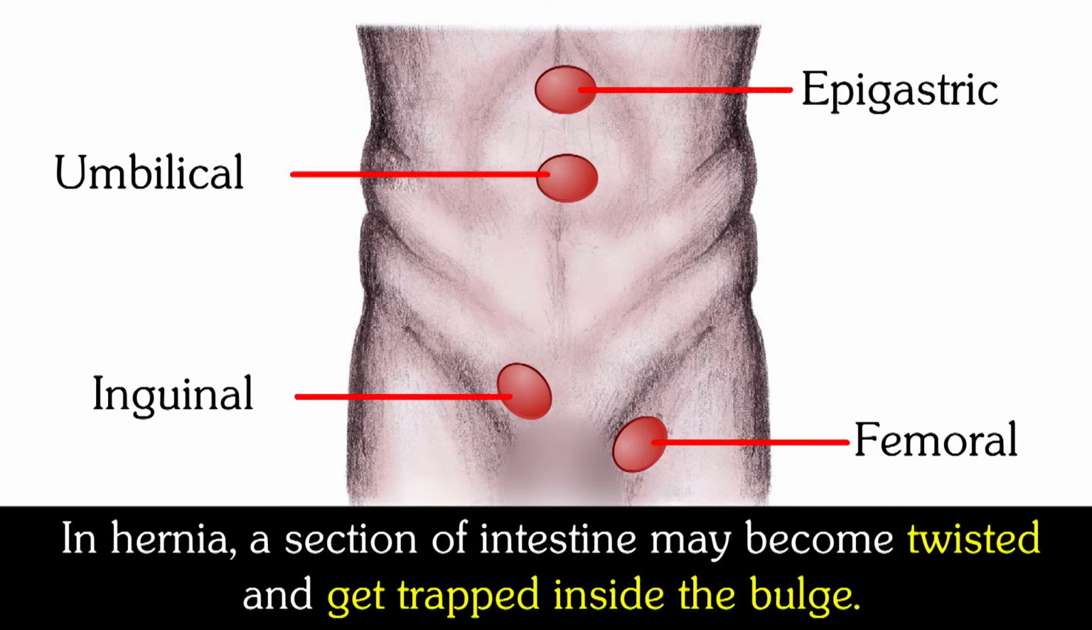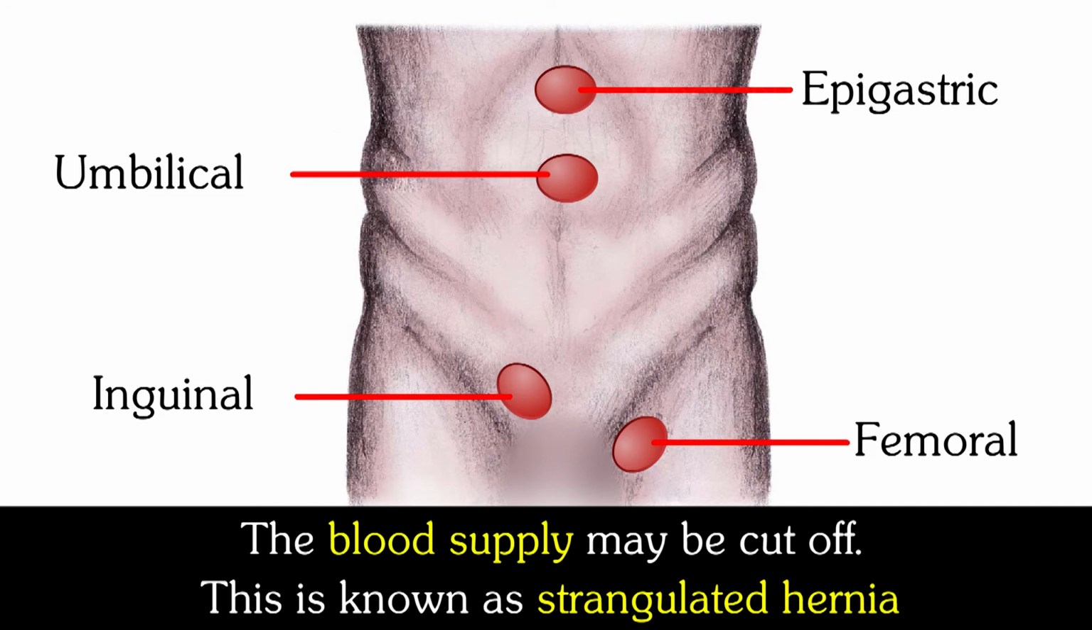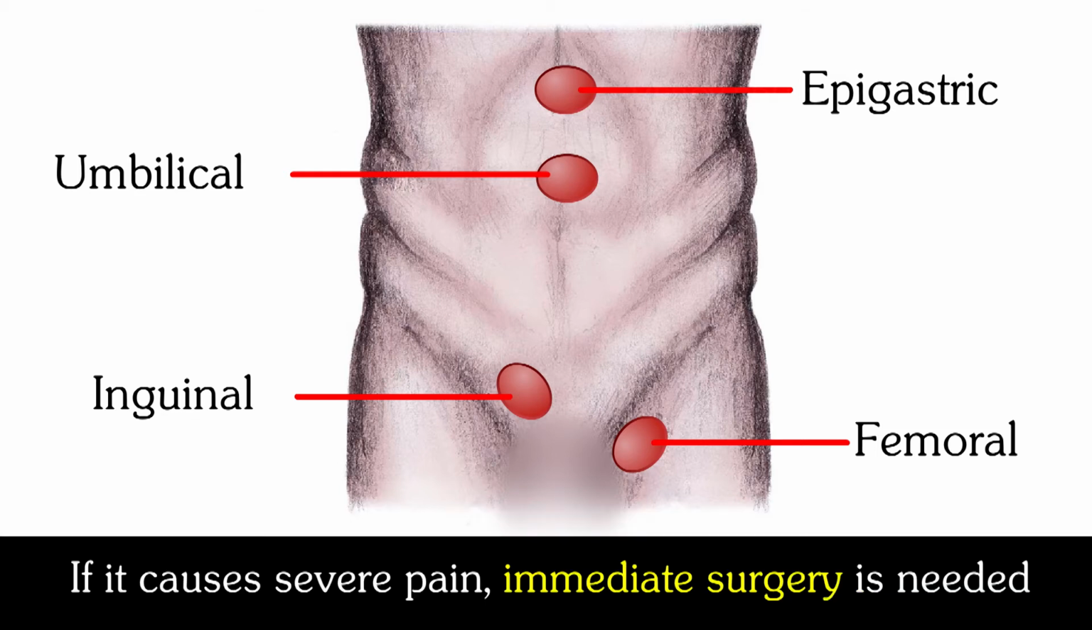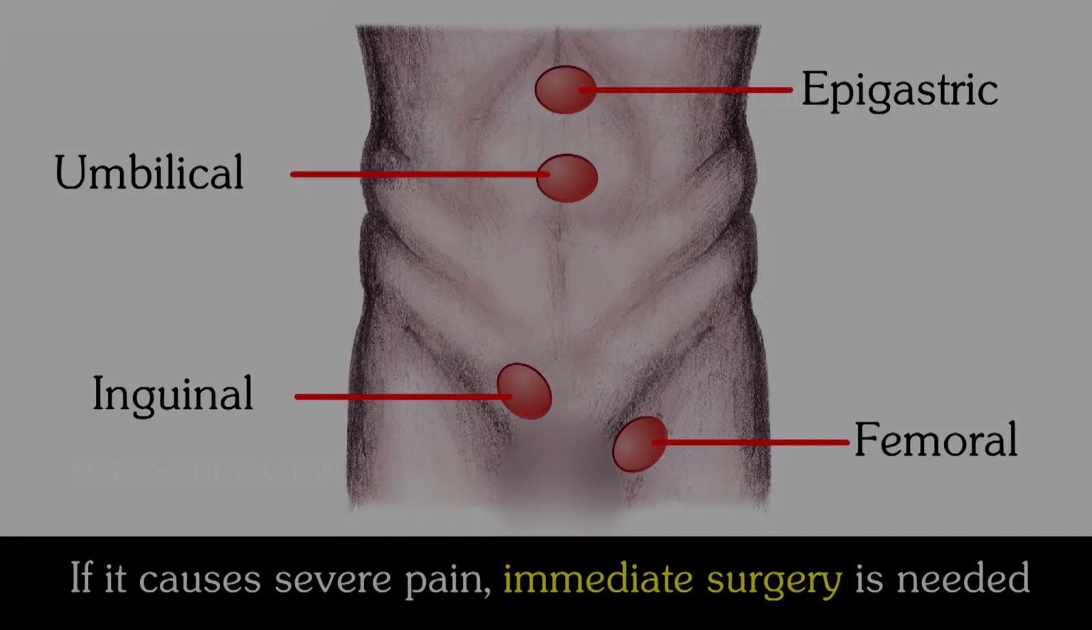In hernia, a section of intestine may become twisted and get trapped inside the bulge. The blood supply may be cut off. This is known as strangulated hernia. If it causes severe pain, immediate surgery is needed.